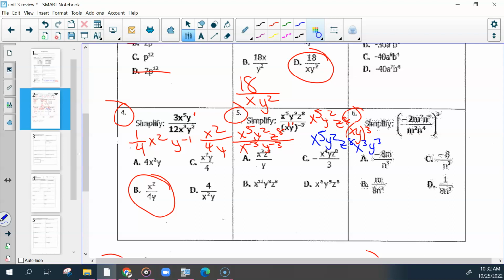And then add your exponents. X and Y are the only things that have like bases. So those are the only things that are going to change. If you're subtracting, this is 5 minus a negative 3. And then if you're adding, it's just 5 and 3. So what would our answer be?